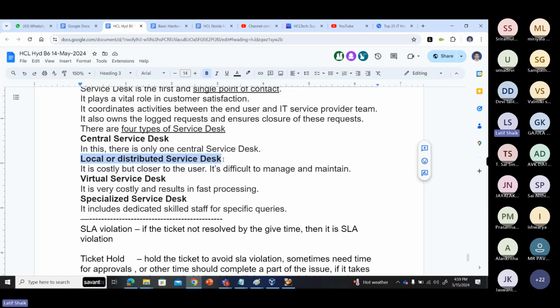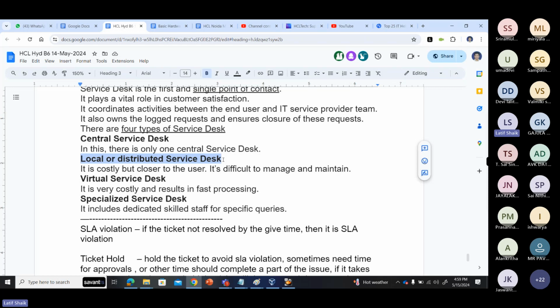Virtual service desk is also costly, but the result is fast processing. A virtual service desk is almost like an IVR type of support or an interactive type of system that you develop. So obviously it is a faster solution, but the application development becomes costlier, along with managing it. Of course, mostly we are using virtual service desks only.